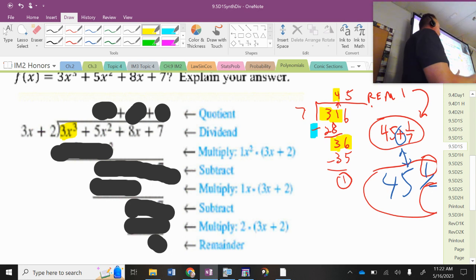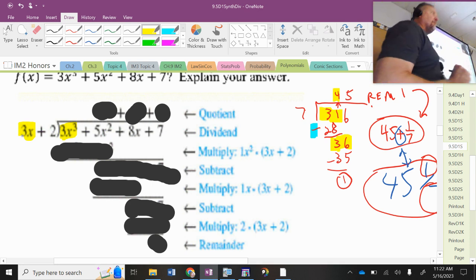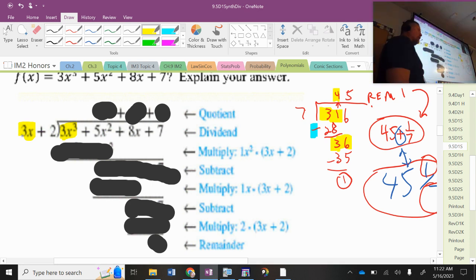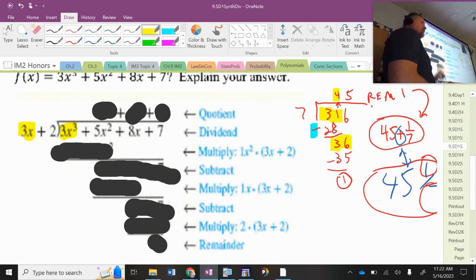Dividend is what you're dividing into, and the divisor, what you're dividing by. I hope I have those words right. It's been a while. That's all you have to focus on. So, Mary, just like over here, what times 7 equals 31? What times 3x equals 3x cubed?